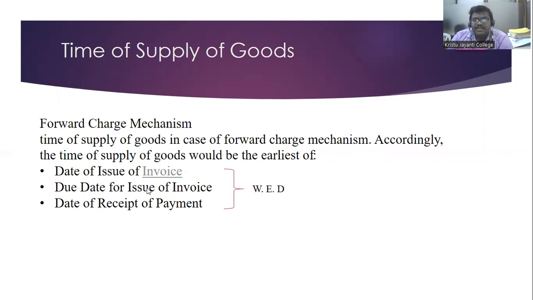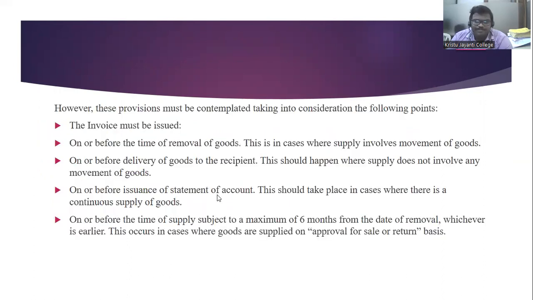For example, if the due date for issue of invoice is 1st January 2021, the date of issue of invoice is 2nd January 2021, and the date of receipt of payment is 3rd January 2021, whichever is earlier, that is 1st January 2021, will be considered as the time of supply. The due date will be the succeeding month's 20th. The succeeding month of January is February, so by February 20th you will pay your GST payable. This is how you calculate the time of supply, and how it helps us identify the GST liability.